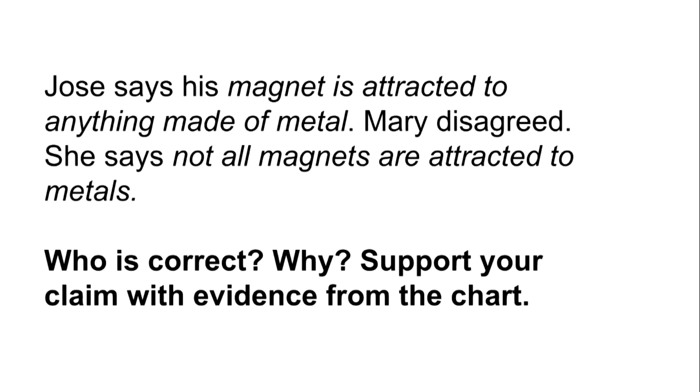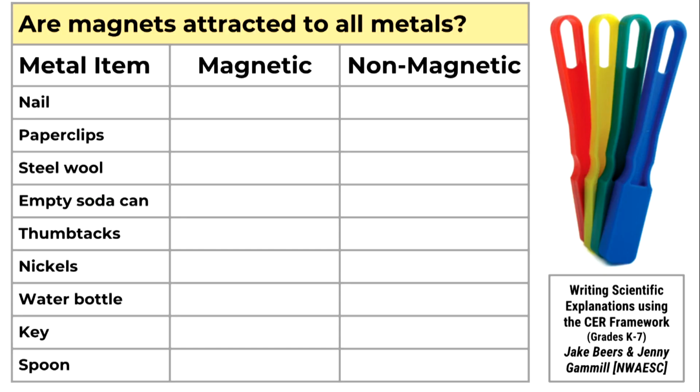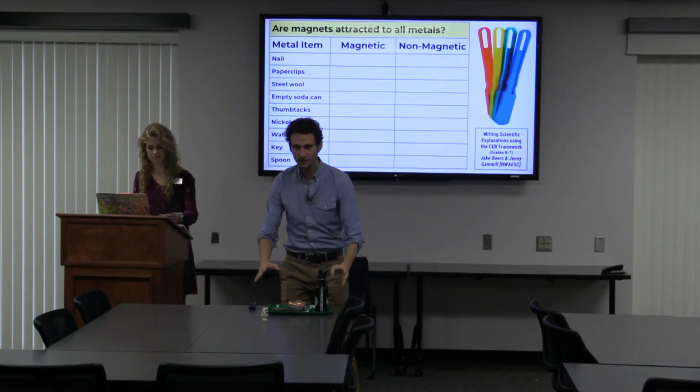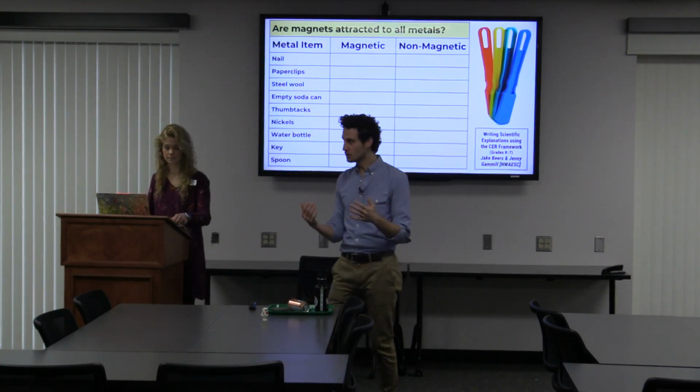So we like to start with prompts or probes. And so this one says, Jose says his magnet is attracted to anything made of metal. Mary disagreed. She says not all magnets are attracted to metals. So our thought is, who is correct? And we have to support our claim with evidence. And so we're going to conduct this investigation, and we're going to conduct it right here. It's going to be kind of hard to see, but we'll go through this chart.